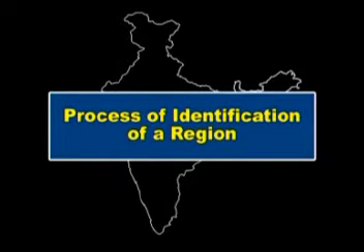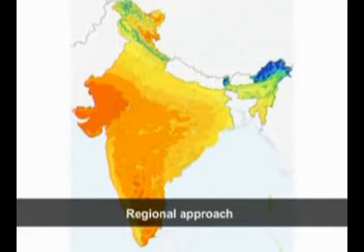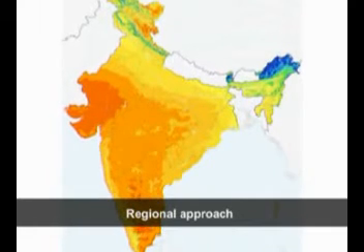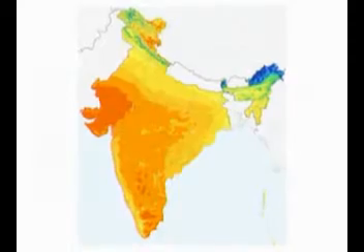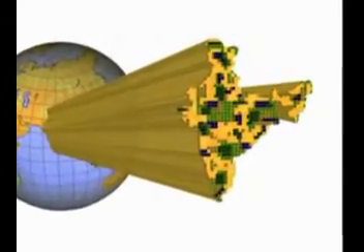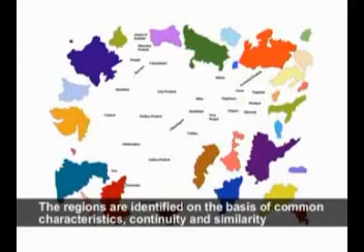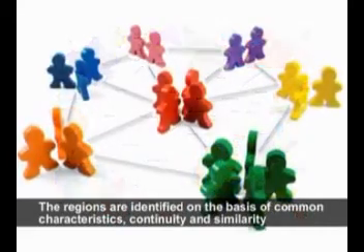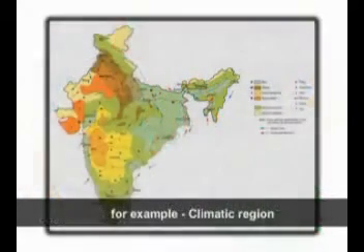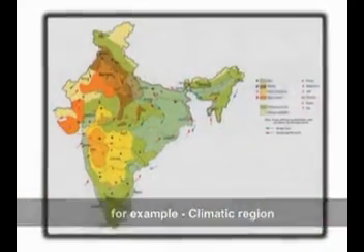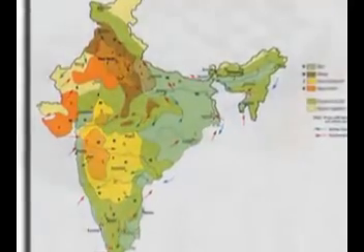Now, the process of identification of a region. Let's have a regional approach for a detailed study of our country. It studies all physical as well as human aspects. These interact with each other and work in unison. The regions are identified on the basis of common characteristics, contiguity and similarity. For example, climatic regions. They can also be identified on the basis of one or multiple factors.